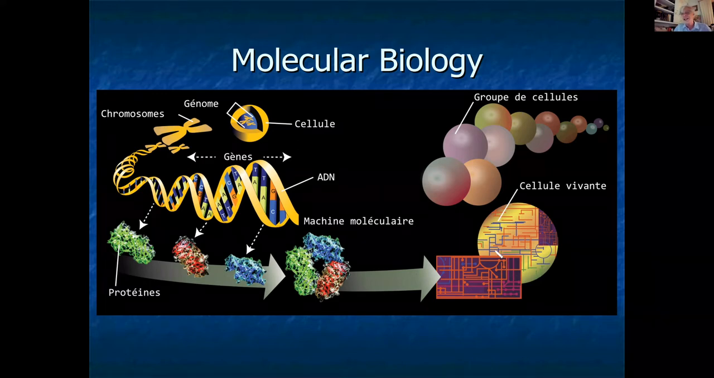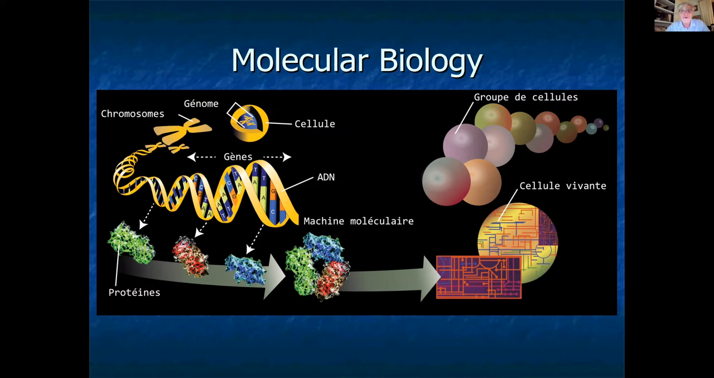The living cells are joined together to make tissue, a special tissue like muscle, or your liver, for example. It's a kind of tissue.